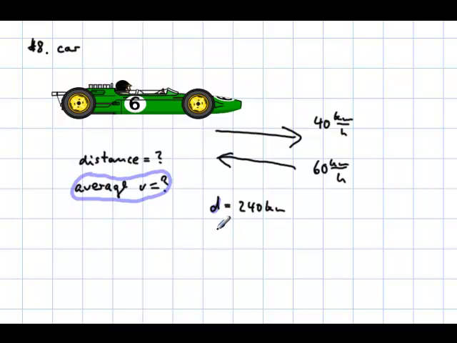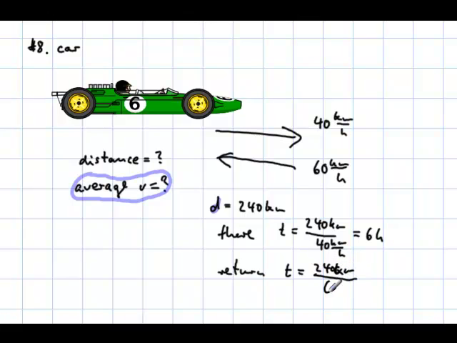So on the D equals 240 kilometers, on the way there, the time that it takes is 240 kilometers divided by 40 kilometers an hour. Of course, we can do that in our heads too. That takes 6 hours. On the return trip, that's 240 kilometers divided by 60 kilometers an hour.